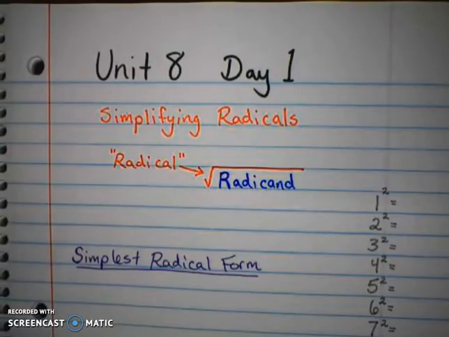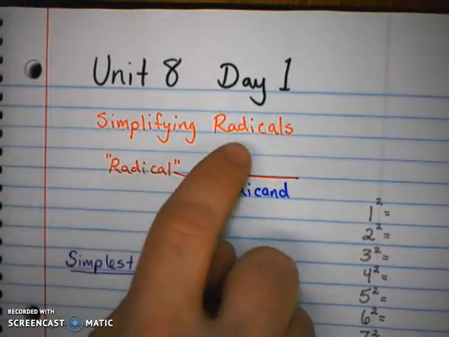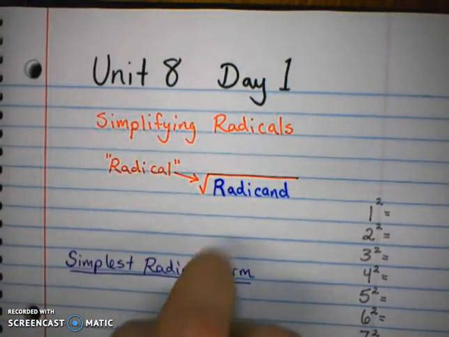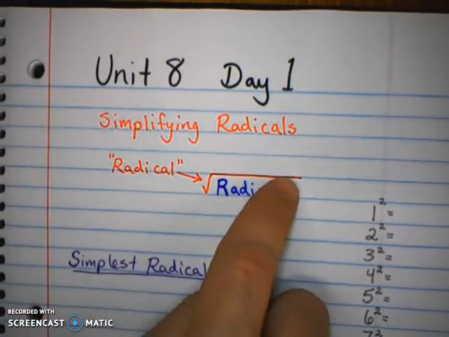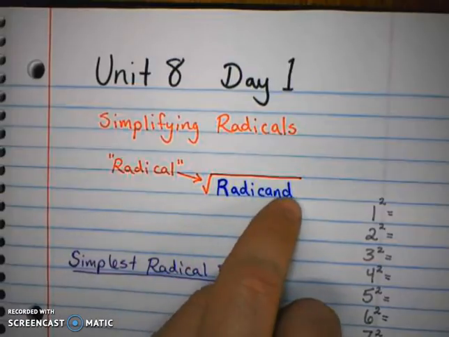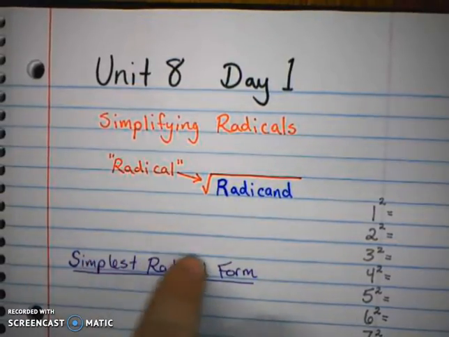First thing I want you to do is make sure you title your page Unit 8, Day 1, Simplifying Radicals. Make sure we get this part copied down. The word radical is what we use to describe this square root symbol. Whatever is underneath the radical we call the radicand. We're going to be talking about simplest radical form here.